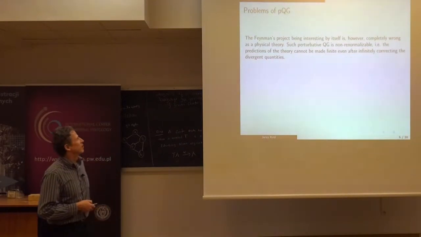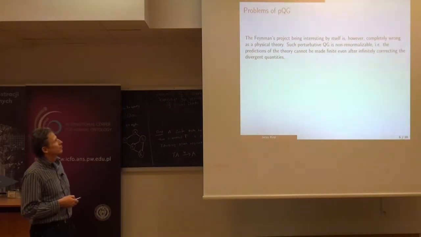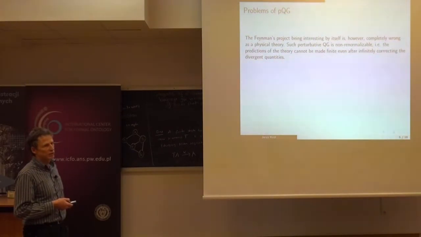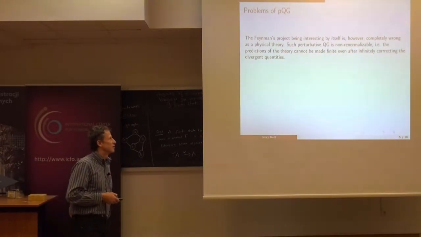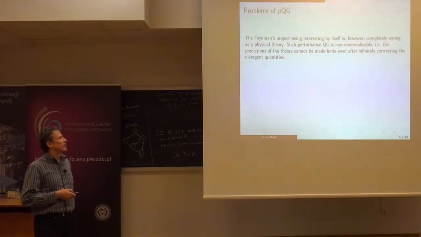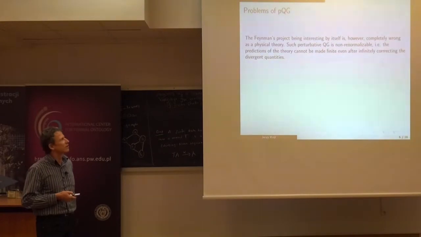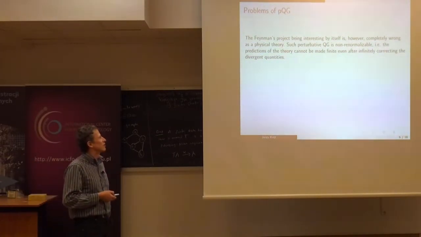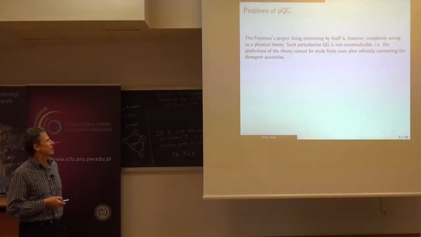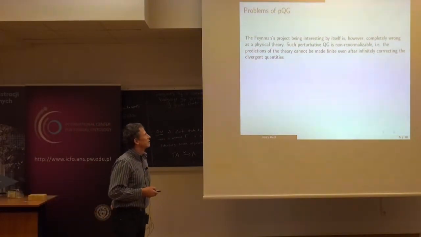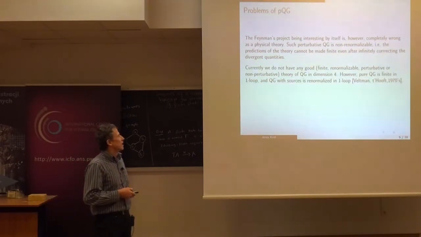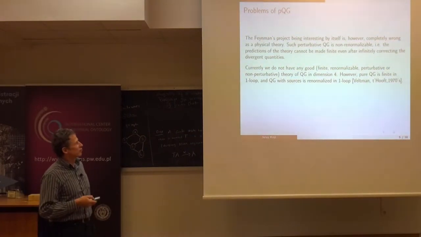The problem with such perturbative quantum gravity by Feynman is that it is, we can say, completely wrong as a physical theory, because such a theory cannot be renormalized in terms of quantum field theory. It means that the expressions appearing here are divergent and cannot be made finite, so that we could compare them to what we measure in experiments. For example, the standard model of particles, using the same technology of Feynman diagrams, predicts very well the quantities which we measure. Everything is finite after the renormalization procedure. At the present time, we don't have a finite, renormalized, perturbative or non-perturbative theory of quantum gravity formulated in dimension 4.